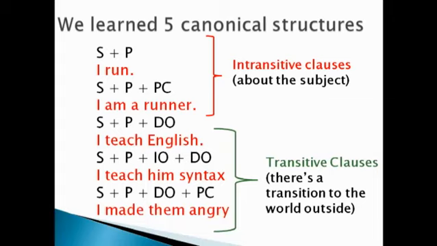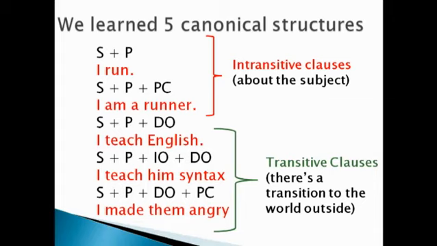So we have five basic canonical structures that we must remember, and they are here in this slide for you. Subject plus predicate, the example is "I run." Subject plus predicate plus predicative complement, "I am a runner." And these are the intransitive clauses, clauses about the subject.